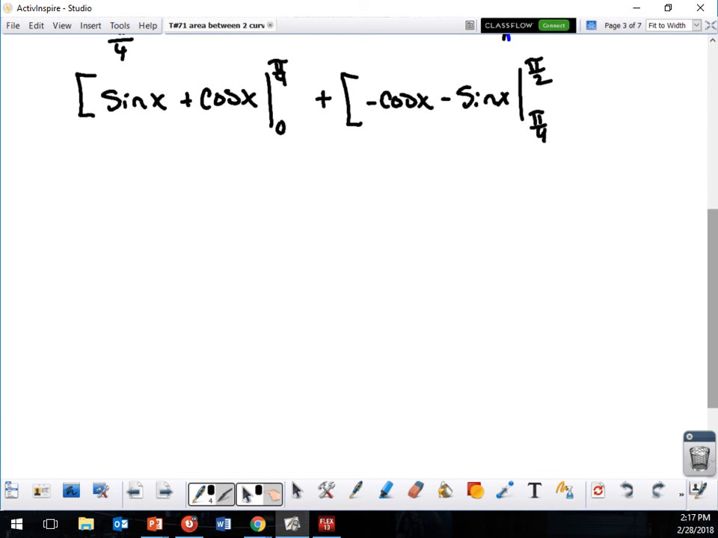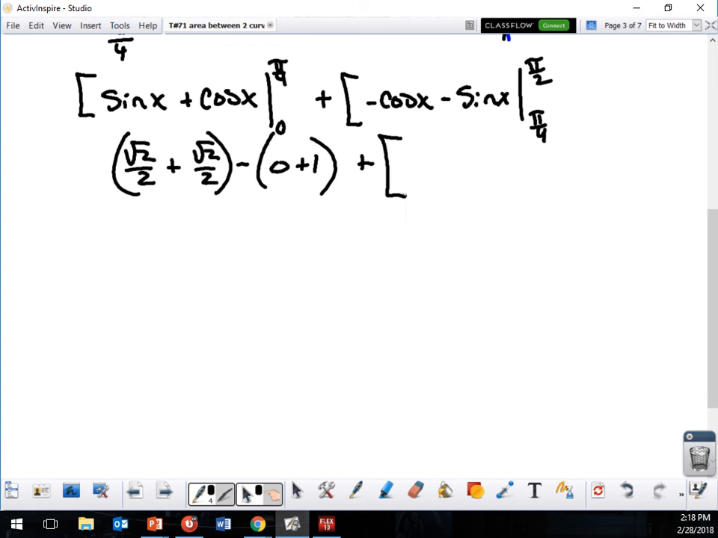Now, what's sine at pi over 4? Rad 2 over 2. Okay, plus cosine, rad 2 over 2, right? Minus my lower bound. What's sine at 0? 0. What is cosine at 0? 1. Right? Okay, so now I'm adding all of this. You forgot the bracket over there. Sorry. Thank you. There you go.